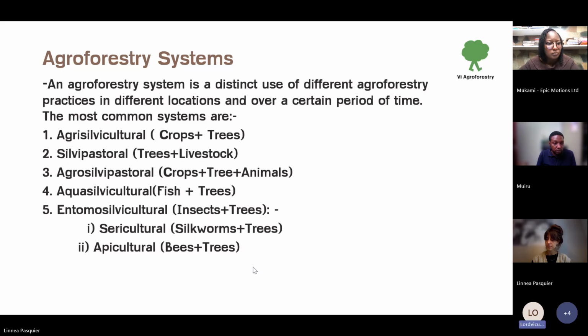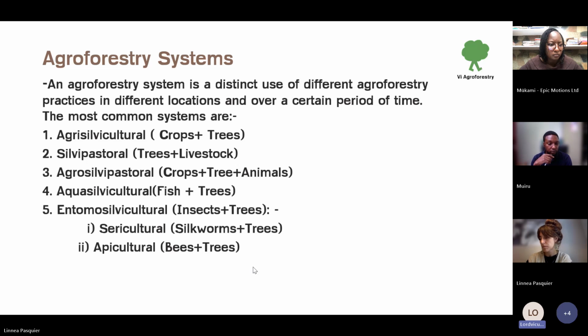An agroforestry system is a distinct use of different agroforestry practices in different locations and over a certain period of time. The most common systems that we have are five. These five, the agri-silvicultural, whereby we have a farmer having crops with the trees within the farm. These trees can be in a certain pattern, like maybe in a row, or they can just be scattered within the cropland.